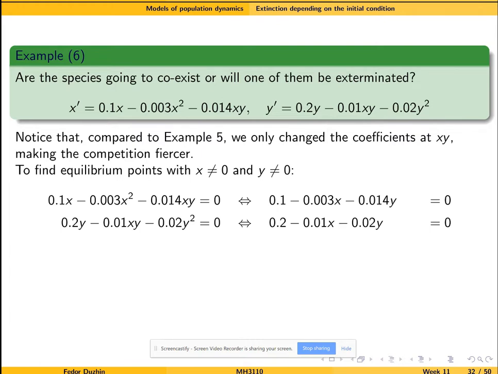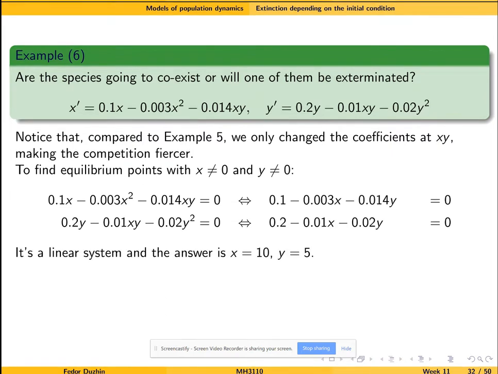So still we can find equilibrium points, right? So we equate both x prime and y prime to 0. And then the interesting equilibrium point is when both x and y are positive. So we can just cancel by x and y respectively. So it is a linear system, and the answer is 10, 5.